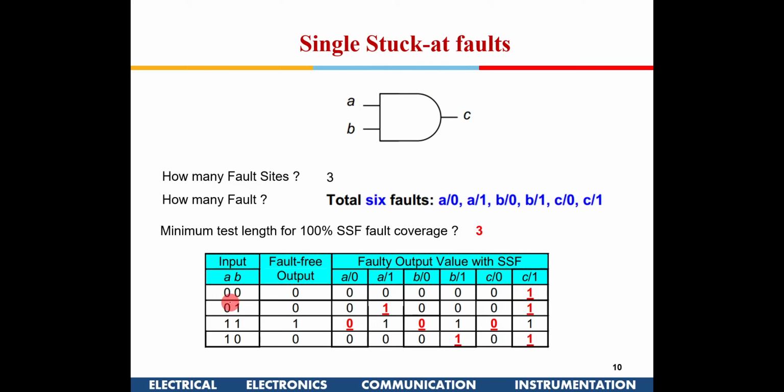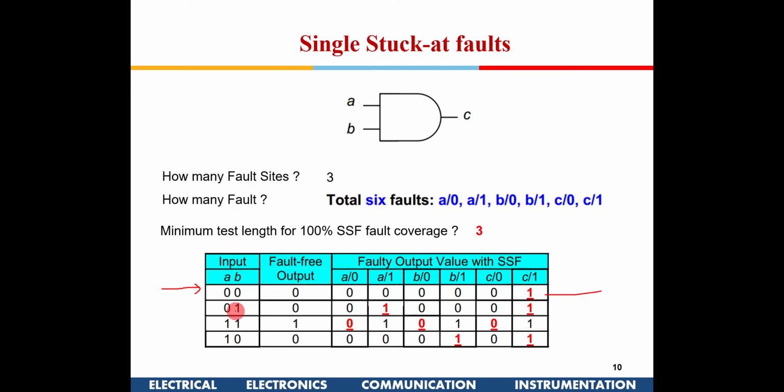Let's see. Suppose input is 0 0, output is fault free. Then this table says if A is stuck at 0, what will be the output? Output will be 0. A is stuck at 1, what would be the output? Because B is 0, it will be 0. If B is 0, then output is 0. If C is stuck at 0, it will be 0. But if C is stuck at 1, that is, if the output is stuck at 1, it will be 1. So this test vector is required to detect this fault, C stuck at 1.